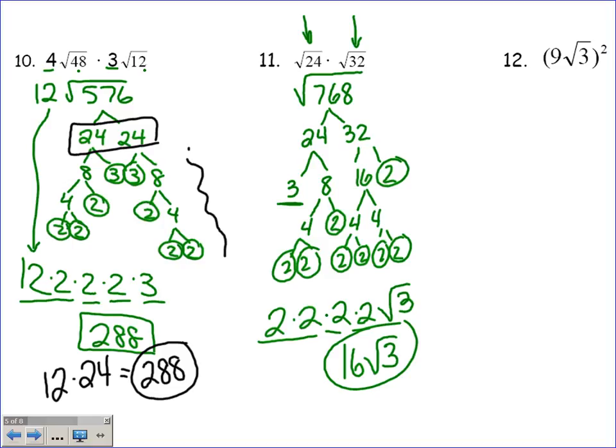Number 12, we're squaring, so we'll say 9 squared is 81. The square root of 3 squared is the square root of 9. The square root of 9 is 3, so I really have 81 times 3. 8 times 3 is 24. 1 times 3 is 3. So my answer is 243.